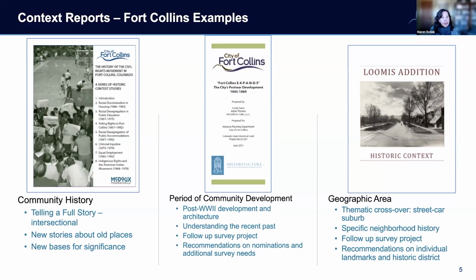On the right is an example of a geographic approach to a context report. That is a neighborhood level historic context. Again, that was started with a neighborhood level history, and then was followed up with a survey project that provided related intensive level surveys and recon level surveys for that entire neighborhood, which is also a streetcar neighborhood here in Fort Collins on our trolley line.